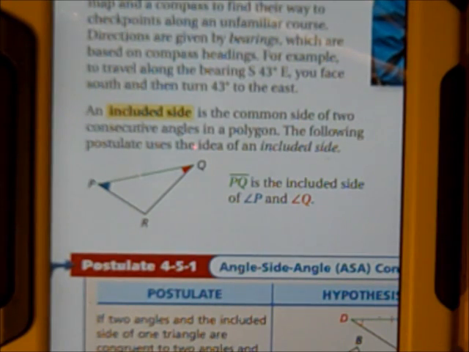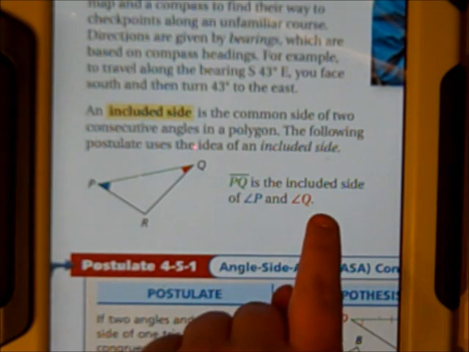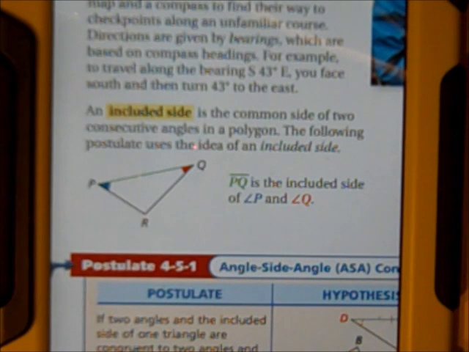You can also tell this one without the picture, because if you're talking about angle P and angle Q, then the included side is going to be side PQ. So these are easy to pick out, especially even if you don't have a picture.